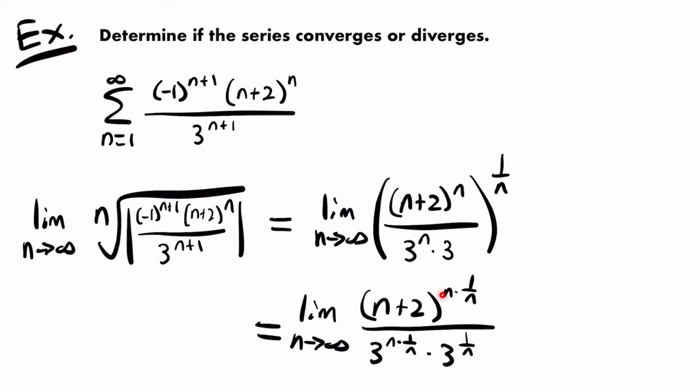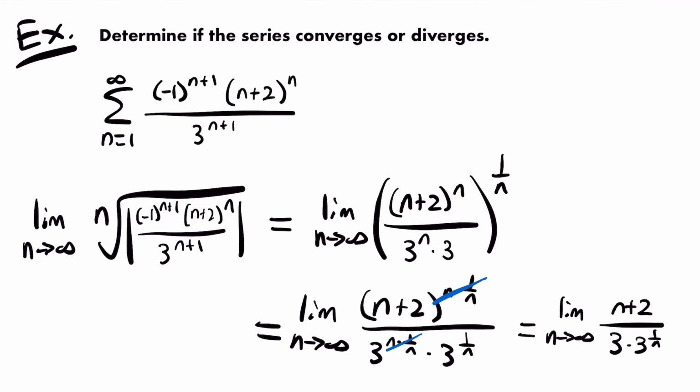Okay, so now n times 1 divided by n is just going to simplify to be 1, and the same is going to occur down here for this 3. We have n times 1 divided by n. All right, so those exponents will cancel out, and we will be left with this. We'll have the limit as n approaches infinity of n plus 2 divided by 3 times 3 to the power of 1 divided by n.